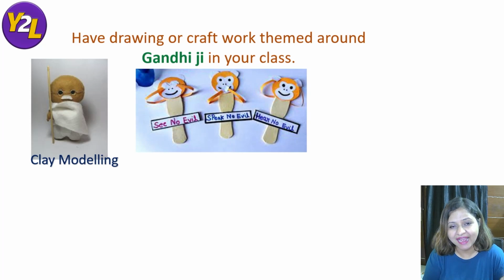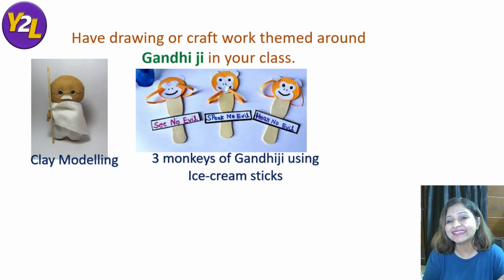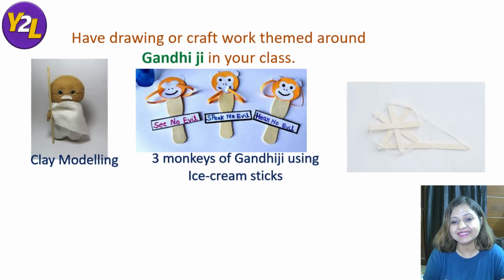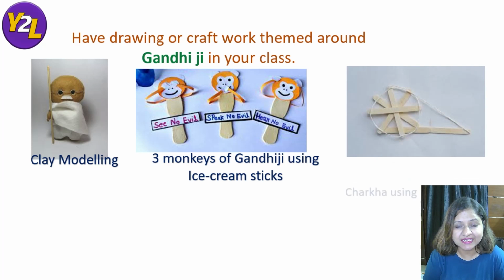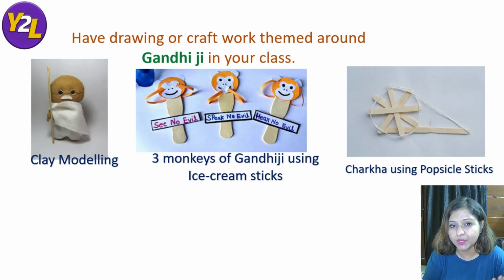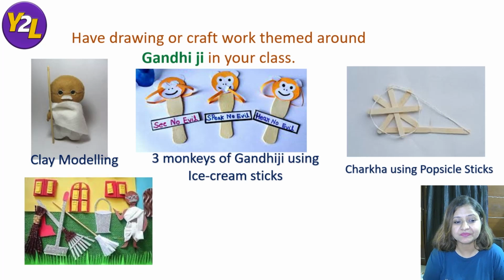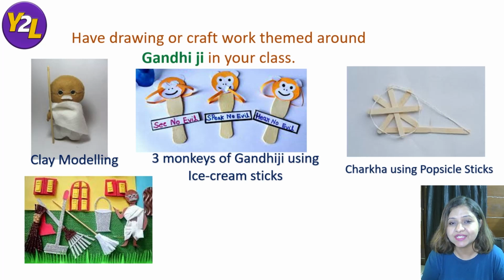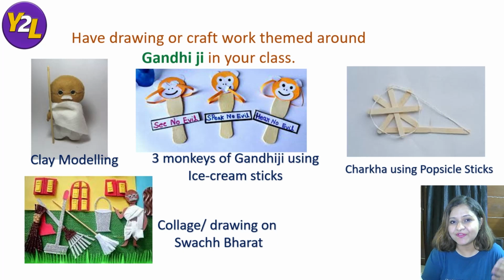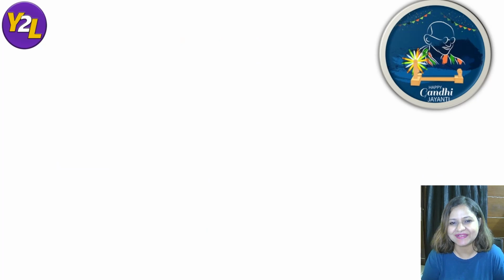They can use ice cream sticks to make the 3 monkeys of Gandhiji's, and they can also use these popsicle sticks to make a charkha, the spinning wheel, which symbolizes Gandhiji and Swadeshi things made in India. Or they can make a collage of Swachh Bharat or any of the other principles themed around Gandhiji. So these are a few suggestions for craft work, and hence I call it craftomania.